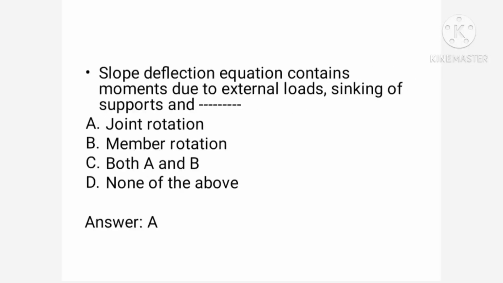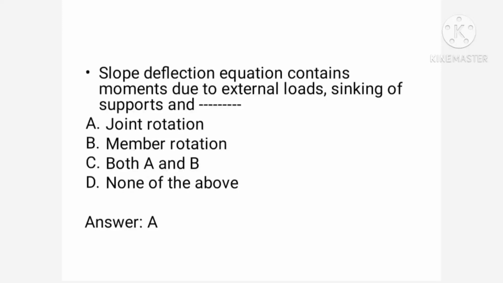Next question: slope deflection equation contains moments due to external loads, sinking of supports, and there are 4 options: joint rotation, member rotation, both A and B, none of the above. If you remember the slope deflection equation, there is 2EI by L inside the bracket, 2 theta A plus theta B minus 3 delta by L, outside the bracket, minus FEM AB and plus FEM AB. So the last term, FEM AB, plus or minus, these are moments due to external load, which are fixed end moments.